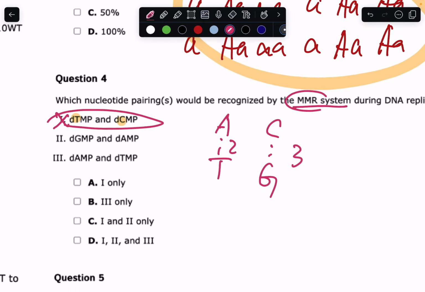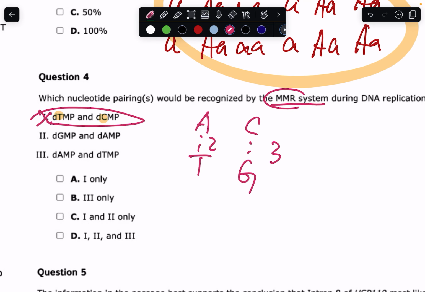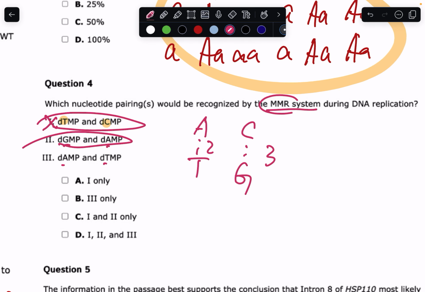Okay, let's go back to this question. Number 2 is G and the A. That's also a mismatch. Okay, what about the third one? A and T. There we go, our apple tree, right? So it's 1 and 2 that will be recognized by MMR, and then that is answer choice C.